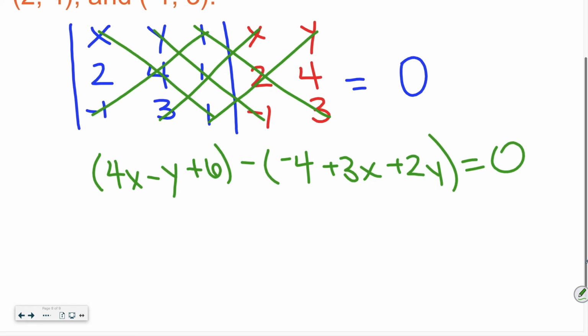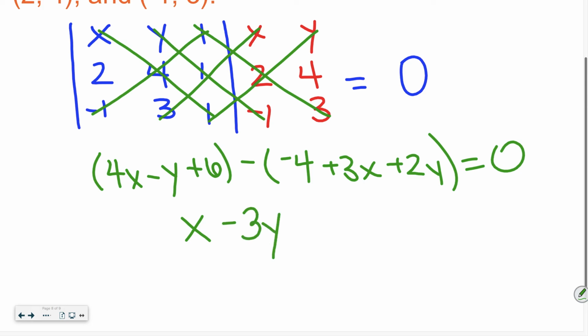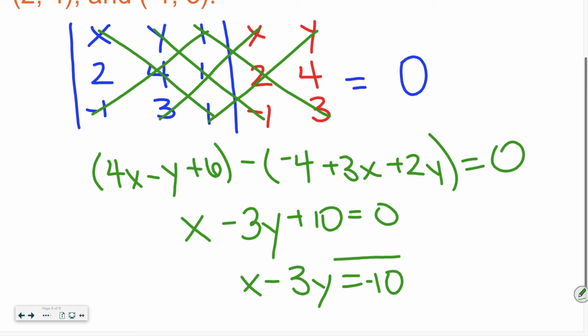Okay. Now it's a matter of combining like terms. How many x's do we have? 1x. Our y's? -3y. And then we have 6 minus -4. So what I would probably write is x minus 3y equals -10. That's the equation of a line in standard form instead of slope-intercept form. That's fine. You can leave it like this. You don't have to solve for y. This is still the equation of a line.